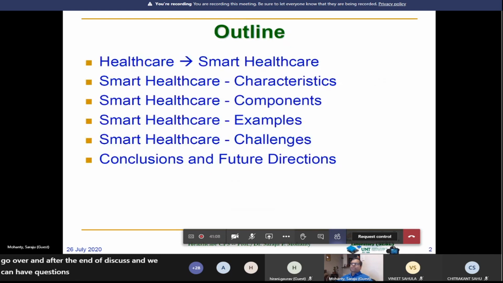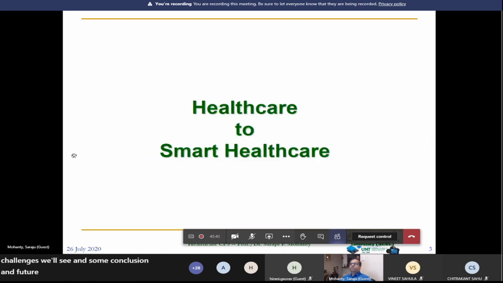So what we'll cover today: a little bit about traditional healthcare to smart healthcare, where we are and in what direction we are progressing. We'll discuss some aspects of smart healthcare, what its ingredients and characteristics are. We'll discuss what makes smart healthcare possible, what the components and architectures are, some specific examples, what the challenges are, and some conclusions and future directions.